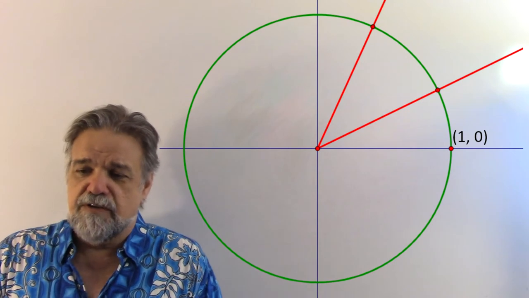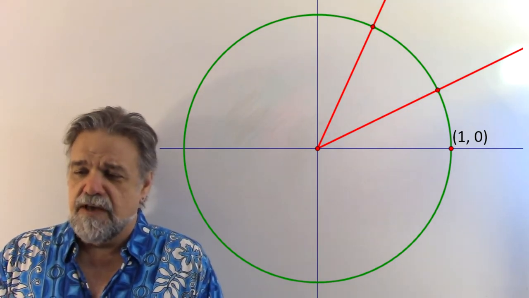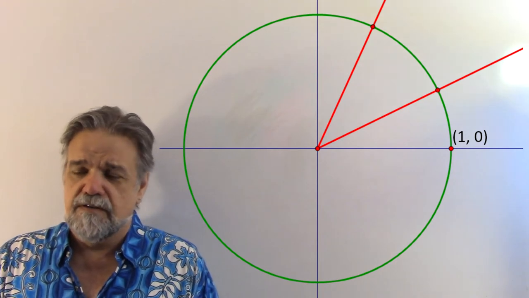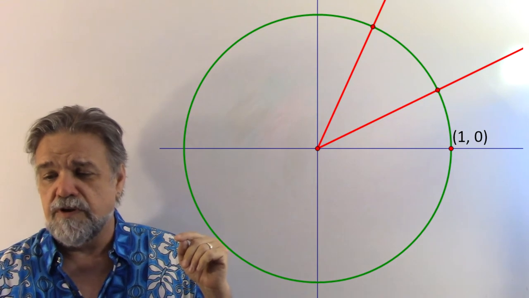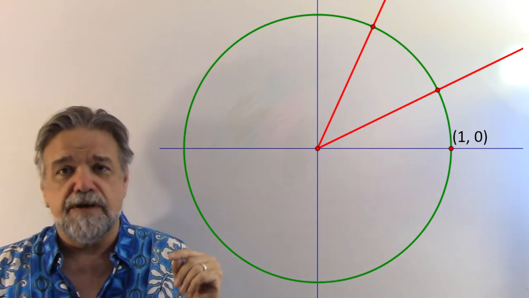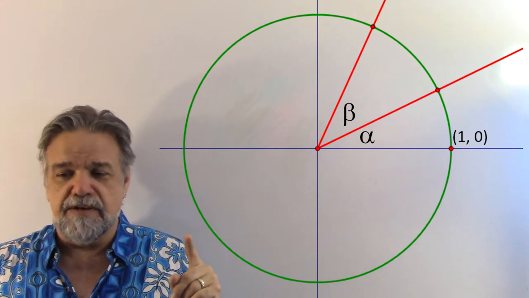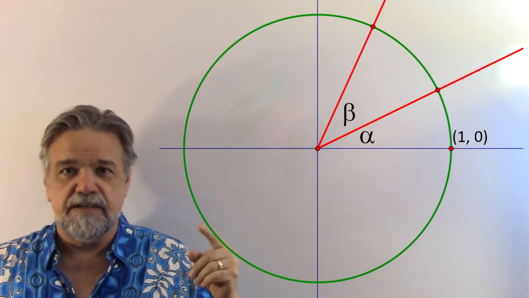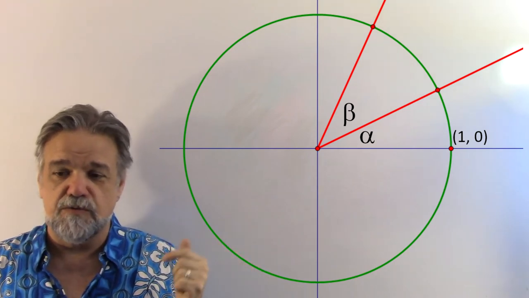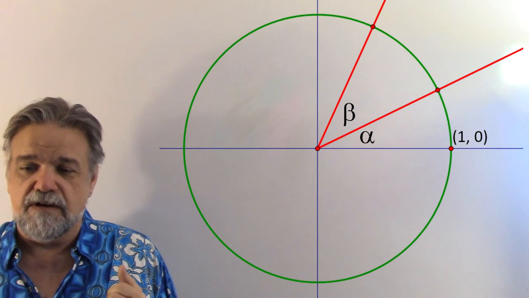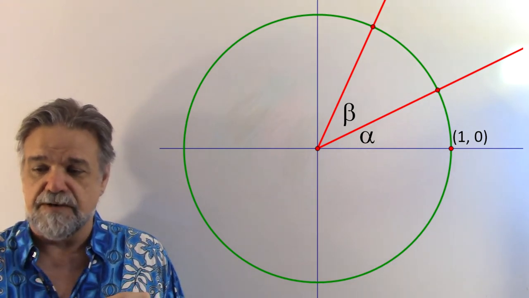I'm going to start by looking at the unit circle right here with a couple of angles. Those red angles going up there, we're going to call one of them alpha and one of them beta. Now, I want to be clear what beta is. Beta is not in standard position right now. Beta is the angle between the two red rays that you see there. Alpha is written in standard position, but beta is not.